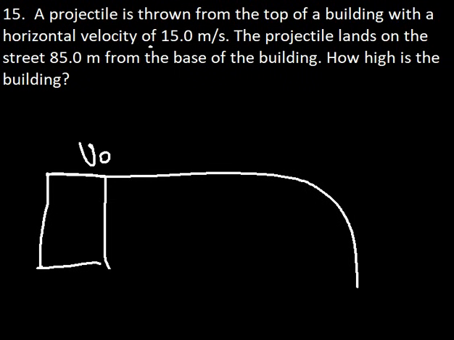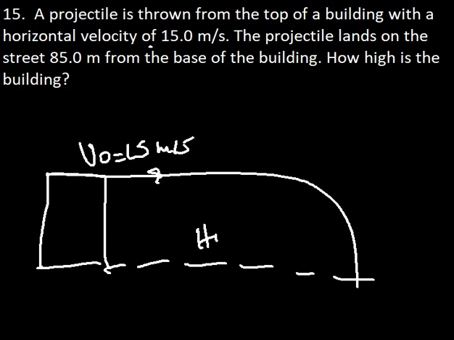So v naught, which is the launch velocity, is given as 15 meters per second, and the projectile lands on the street 85 meters away from the base of the building. That is now the horizontal distance, which is hd, 85 meters. Now the question says: how high is the building? We should have the height of the building, as we have already talked about.